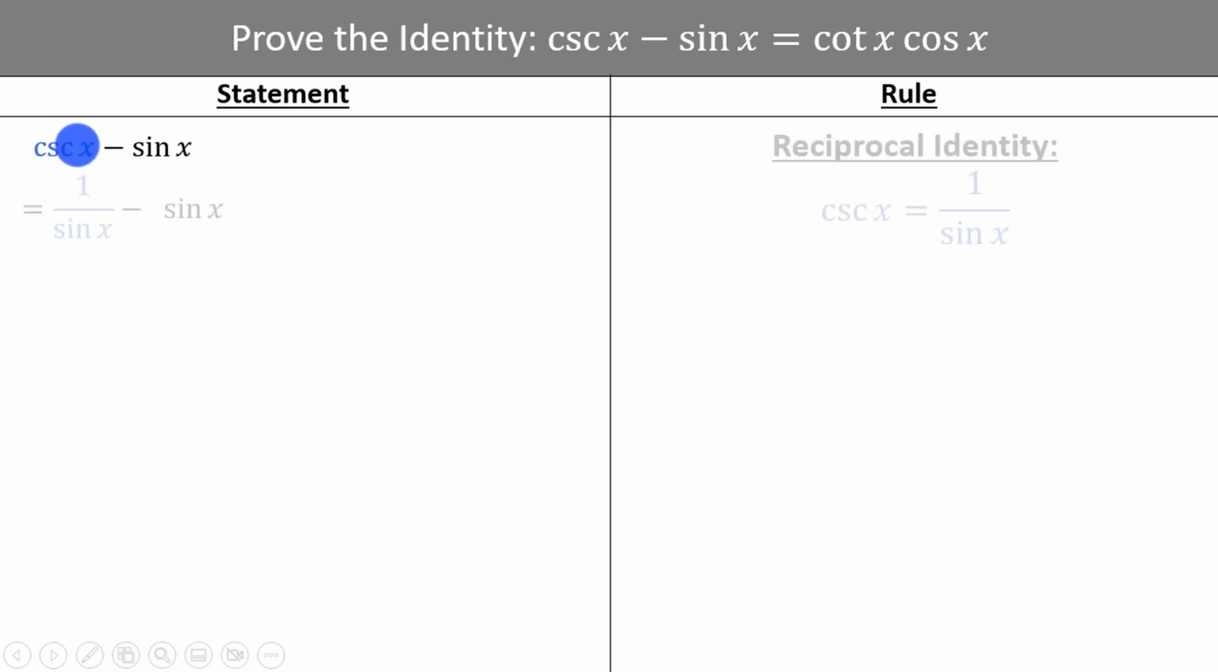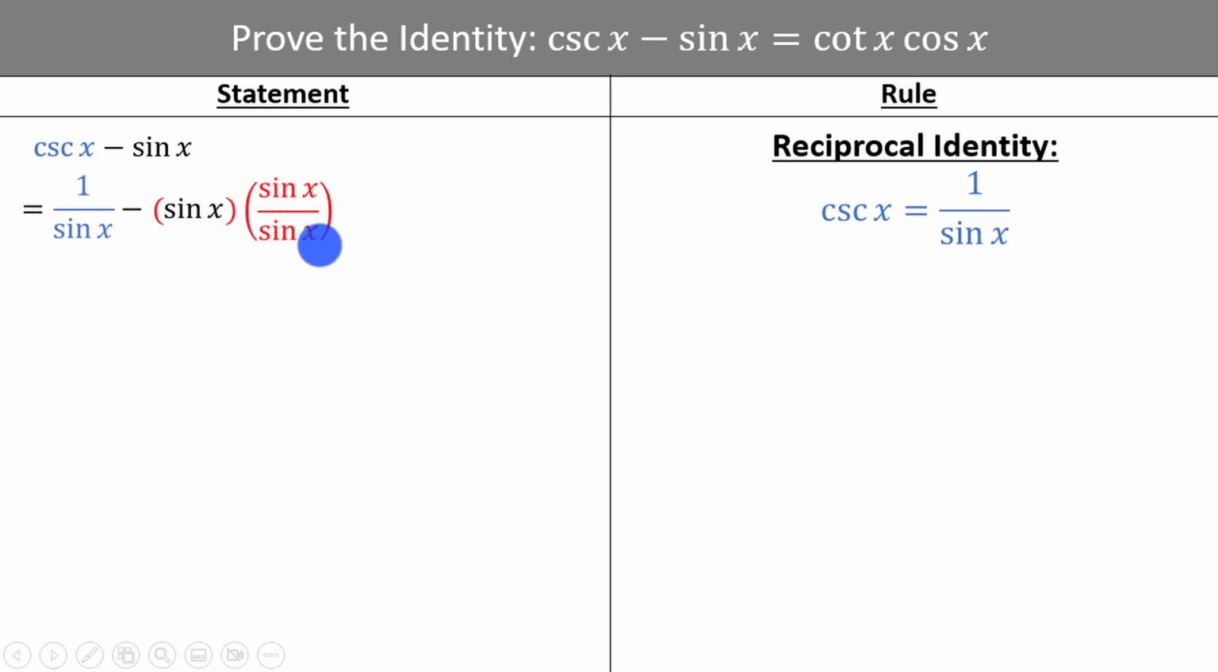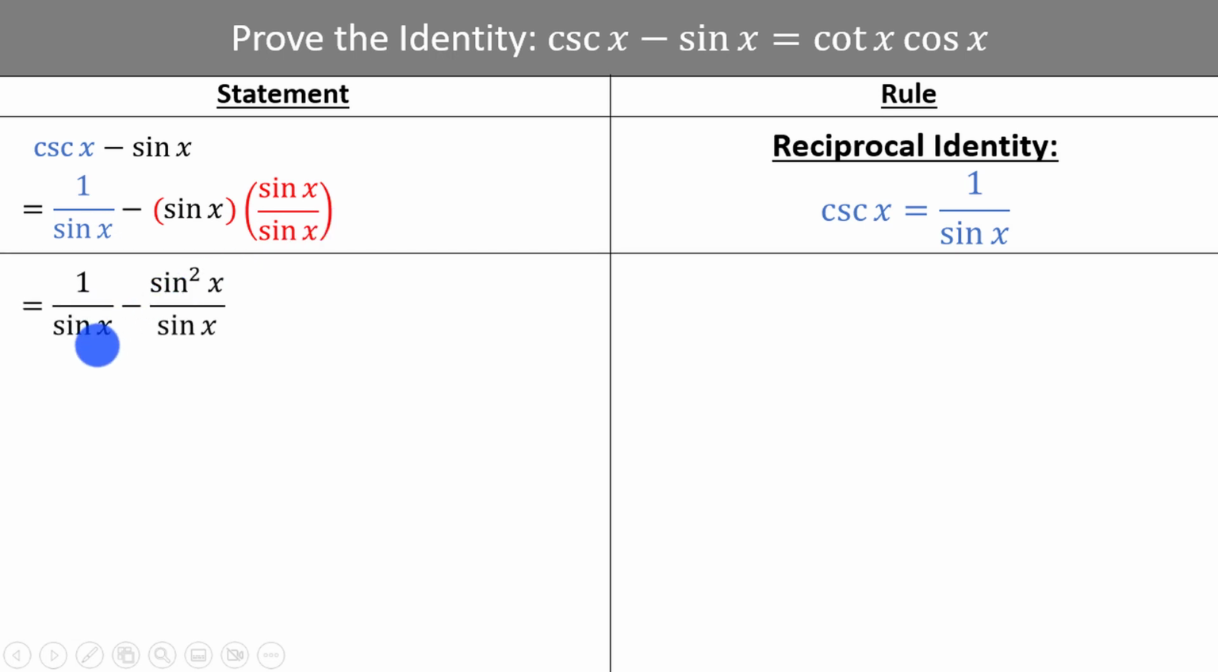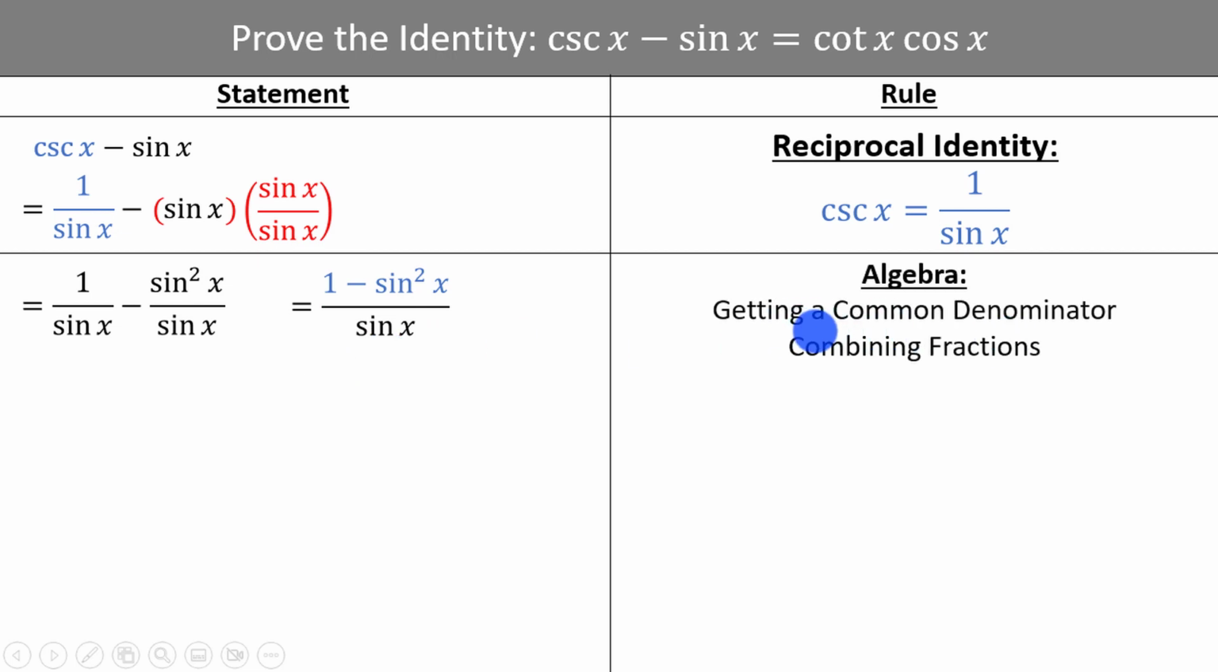Let's first convert cosecant to 1 over sine using the reciprocal identity. We have 1 over sine of x minus sine of x. If we want a common denominator to combine our terms, we must multiply sine of x by sine of x over itself. Then we will have 1 over sine of x minus sine squared of x, since sine of x times itself is sine squared of x, divided by sine of x. Now both of our terms have a common denominator. When we combine the numerators, we get 1 minus sine squared divided by sine. We justify those steps by algebra, first getting a common denominator and then combining our fractions.